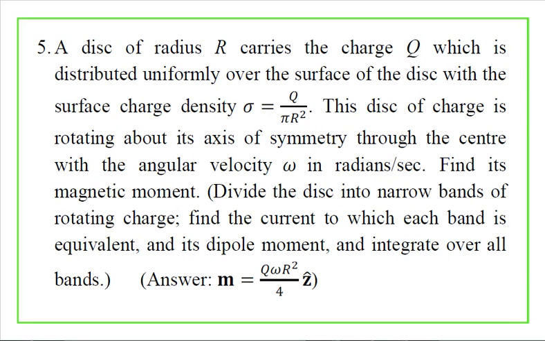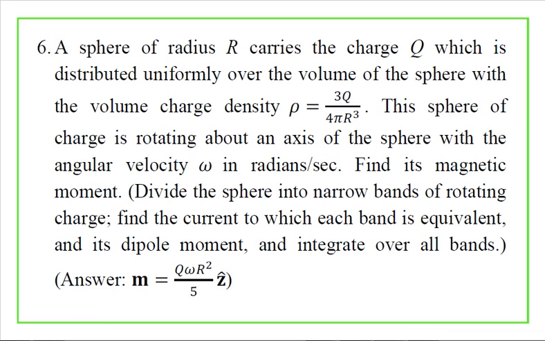Another question is a similar question. Consider a disk of radius r carrying a charge q, uniformly distributed over the surface of the disk with charge density sigma equal to q by pi r square. This disk is rotating about its axis of symmetry through the center with angular velocity omega. Find the magnetic moment. The steps are as in the above problem. You can do the problem by yourself, and the answer will be q omega r square by 4 into z cap.